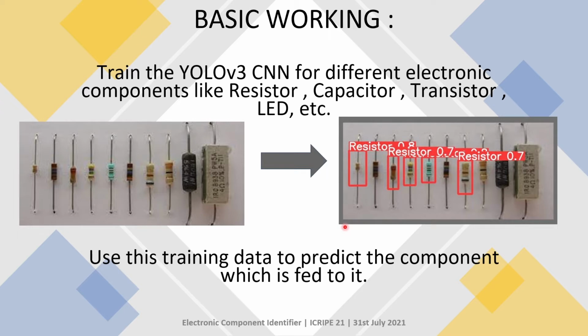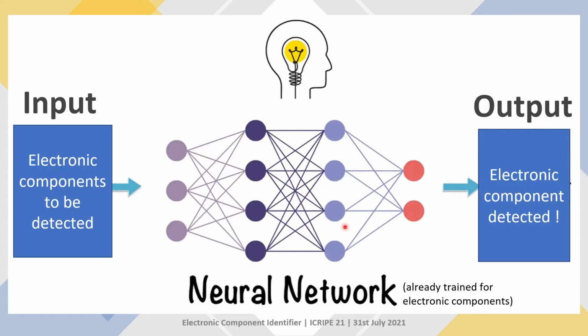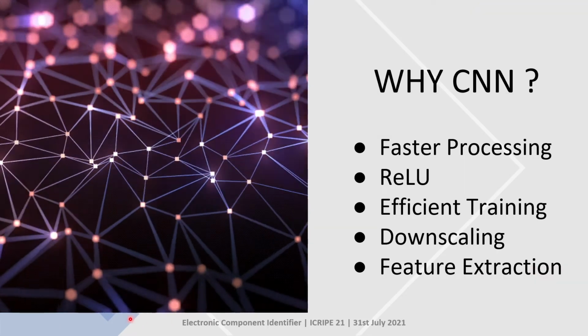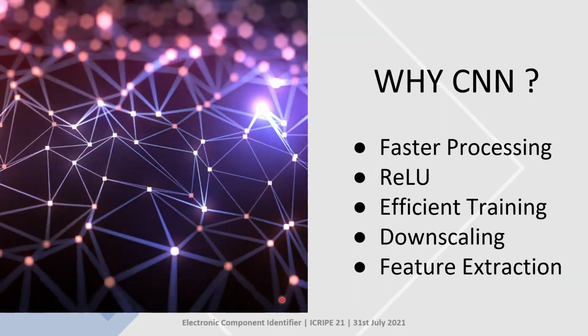Now, here we can see a basic working of how a neural network works. Mind, not a CNN, but a basic general neural network. A neural network takes in an input in image form. In our case, it's electronic component images, and then it does all the processing in the hidden layers. And at the output, what we get is an image with the electronic component detected with various probability values. Now, this is just a general representation.